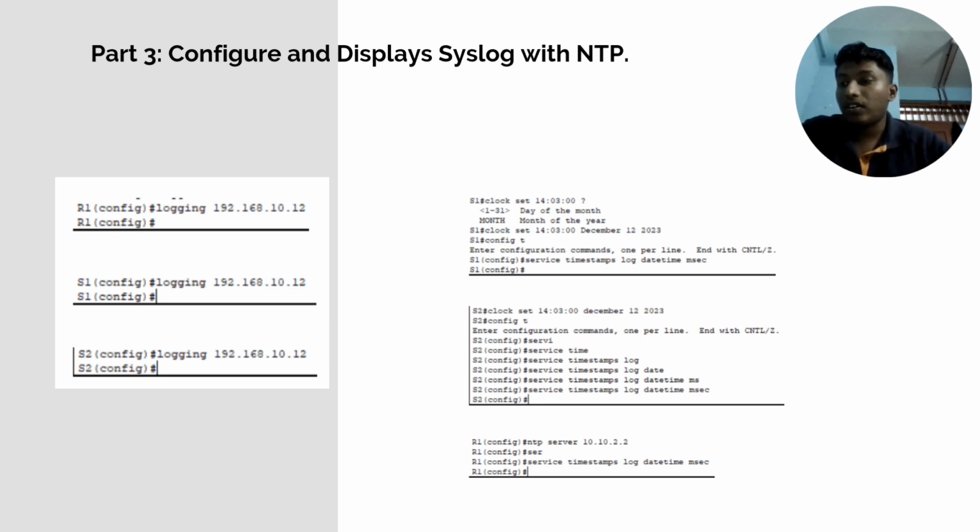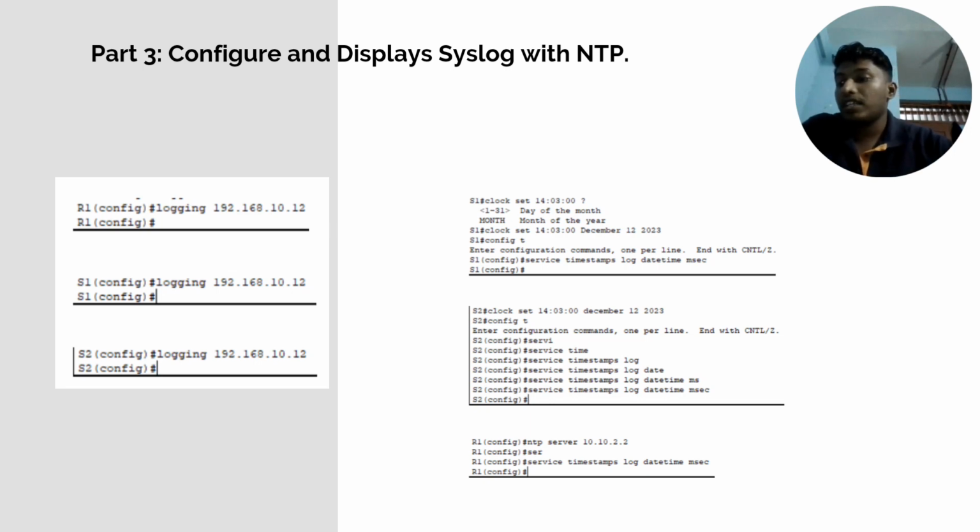And for the setup of NTP, we have to type the command for router 1 to set up the NTP server 10.10.10.2. Then we have to enable the timestamps service, and the command is service timestamps log datetime msec.